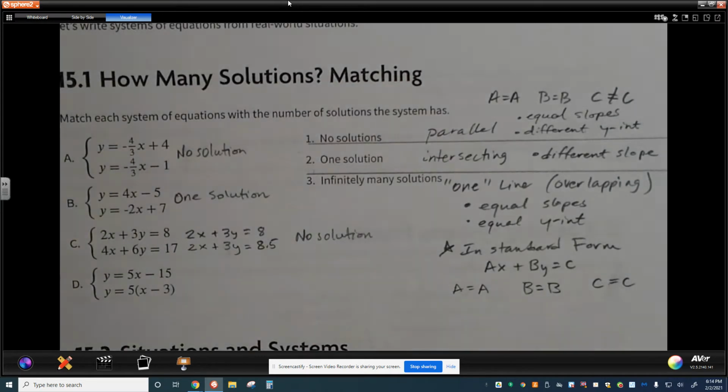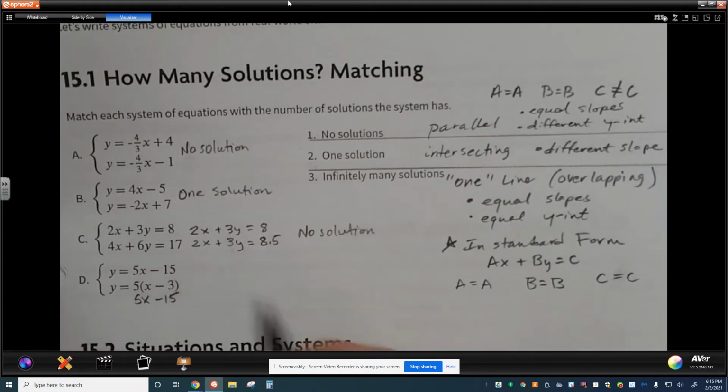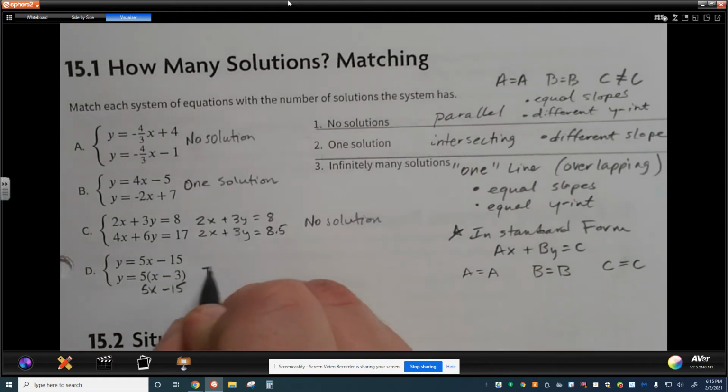And finally, this last one, letter D, I really should simplify this to find out 5 times x minus 15. And then what I really see is that these two equations are exactly the same equation. I have infinitely many solutions.